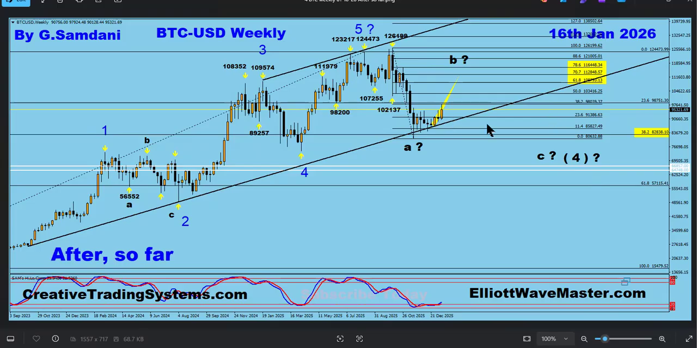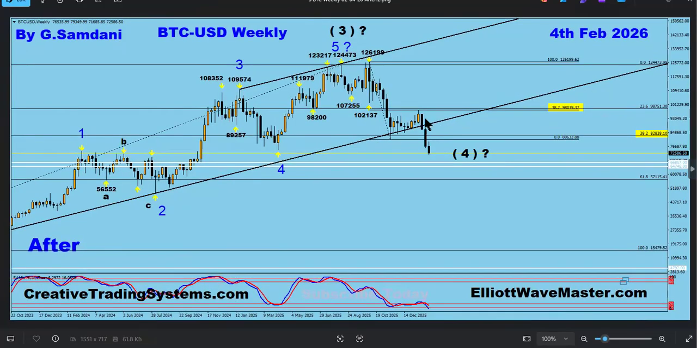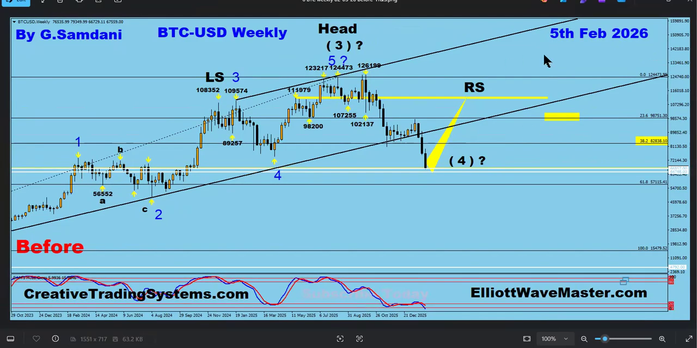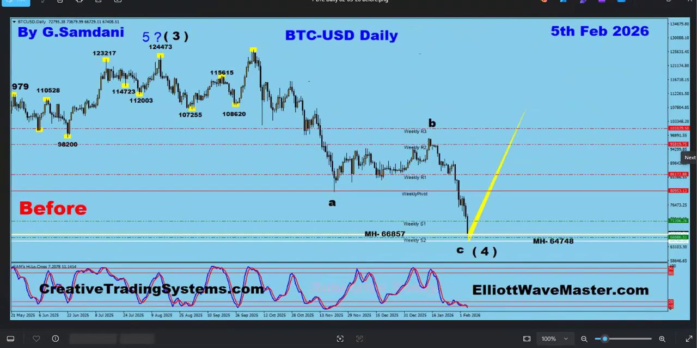So what happened to this chart? Let's see. It has started to drop into this area where my target was. Then I made the chart like this on February 5th, that from here we might be able to go to the upside. If this is A of four, then we can go from wave B to the upside. At the same time, I made this daily chart with more breakdown, A, B, C, showing we're going to bounce from this area and then go to the upside.